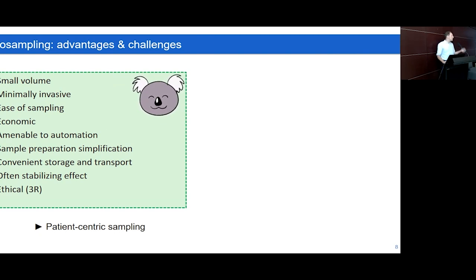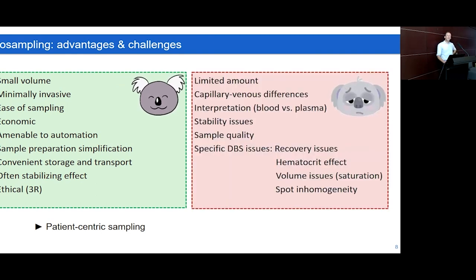So it's a refined procedure, and you have a reduction in the number of animals that can be used because you can have repeated sampling from animals. Obviously, there are also some limitations, some issues that you need to deal with. There's a limited amount; I already elaborated on that. There could be capillary-venous differences. In other words, what you determine from a venous blood draw or from a finger prick, concentrations may be slightly different. So they cannot always be used interchangeably.